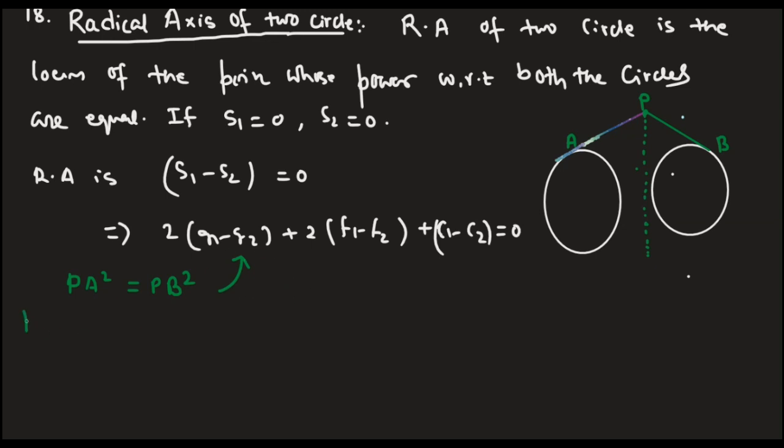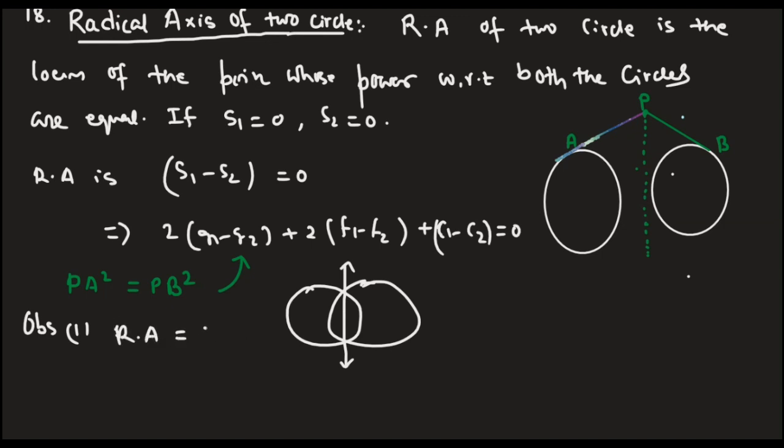Now, a few interesting observations regarding the radical axis. Observation number 1: if the two circles are intersecting, then their common chord will be the radical axis. So if two circles are intersecting, then the common chord is the radical axis for the intersecting circles.